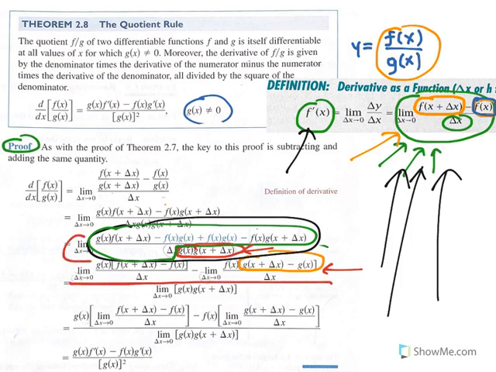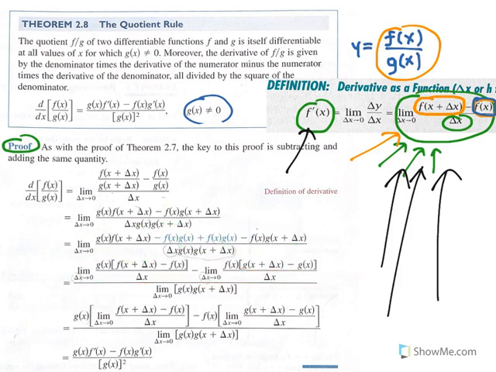And how do you take the limit of a quotient? You take the limit of the numerator and you take the limit of the denominator. Remember, I'm talking about taking the limit of a quotient, not the derivative of a quotient. So these are some limit laws that we learned again in the fall term. So now that you've done that, what else do we need to do?